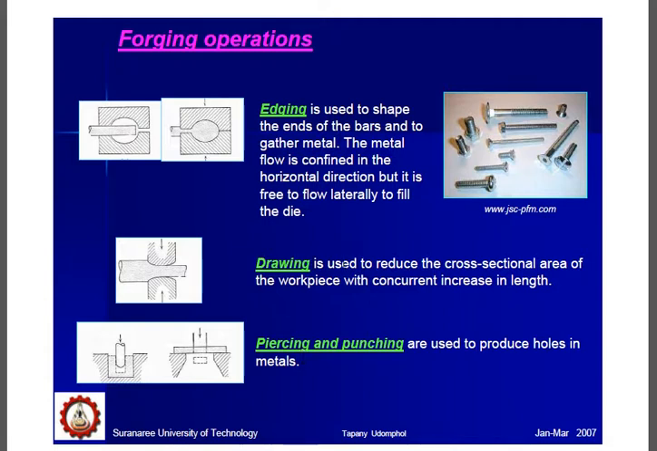Piercing and punching, drawing, upsetting. Upsetting is used to shape the ends of the bar and other metal; the metal flow is confined in the horizontal direction, but it is free to flow laterally to fill the die. Okay, drawing. It is used to reduce the cross-section area of the workpiece, with a concurrent increase in length. Okay, and punching is also used to produce holes in the metals.